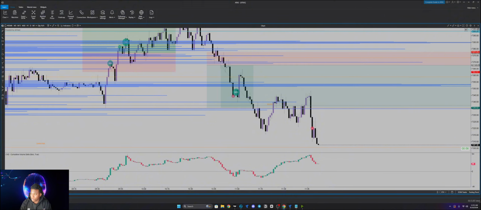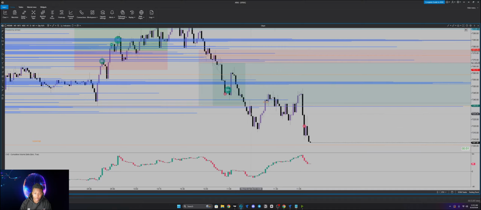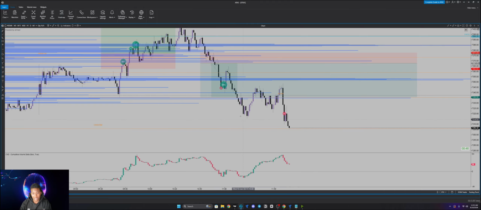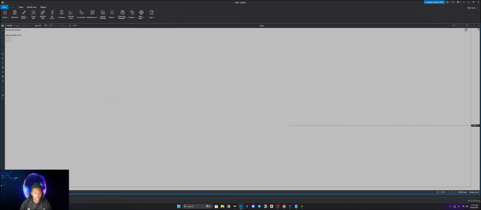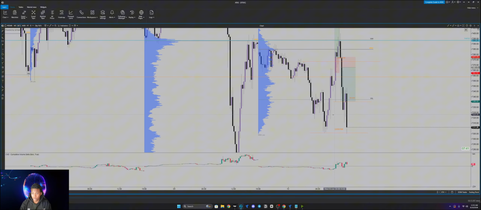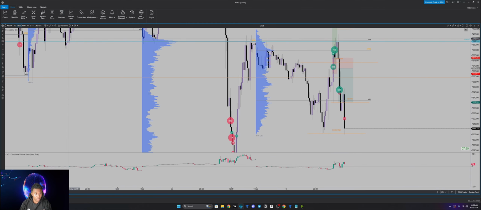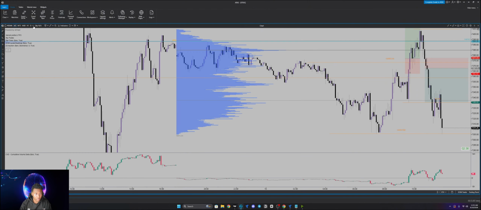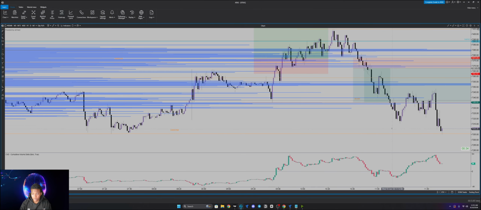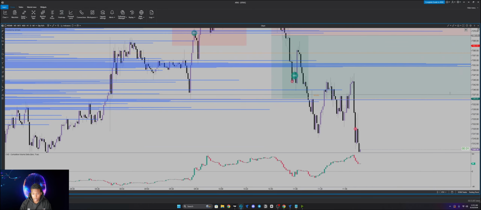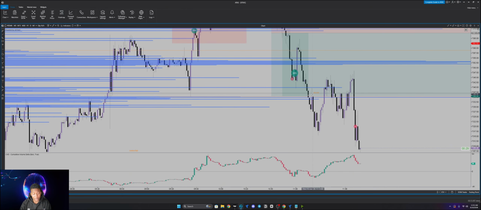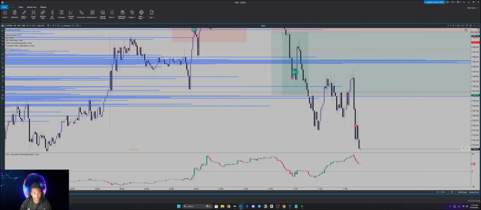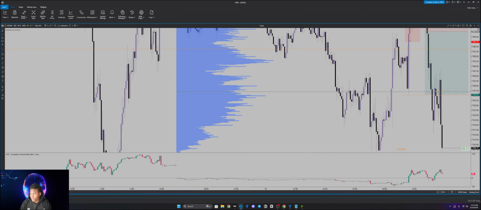So I mean, the trade was valid because I was trading with the momentum. Like there was a lot of initiative selling. You can look at the huge bearish candle. And that was a valid setup. But the problem is that I don't trade on the M1.